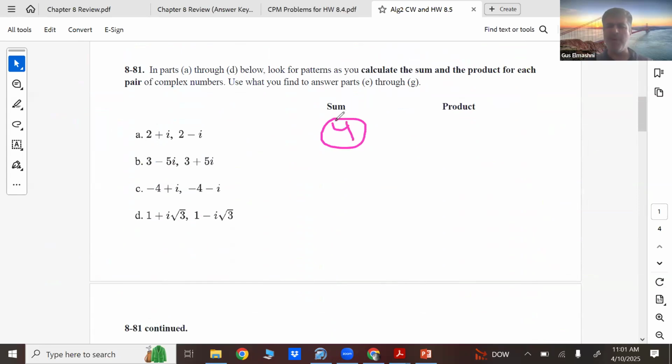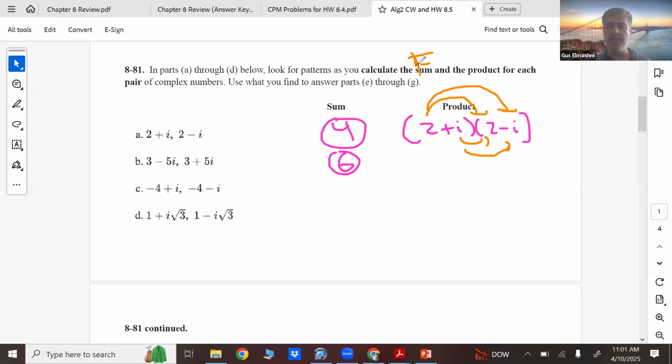What happens to the i's? They go away. How about part B? If I add them up, what do I get? 6. Awesome. Good. Now, if you FOIL, that takes a little bit of work. It will come out as a real number. Remember FOIL: first, outside, inside, last.